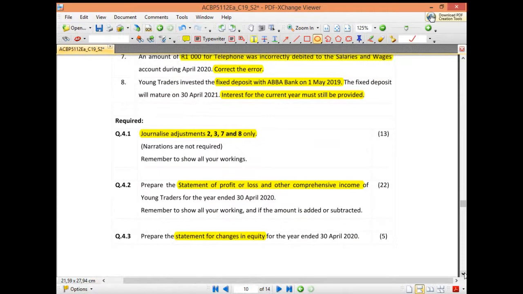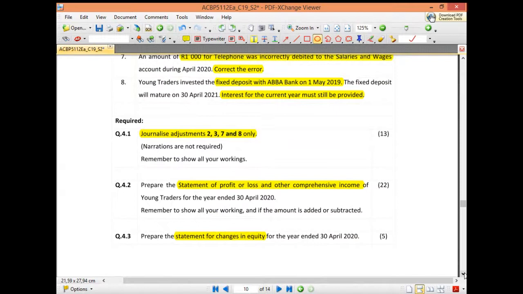Narrations are not required. So in this instance, you have to do the journals, similar to question 1, but in this scenario, you do not have to give the narrations, so you do not get any marks for that. Then the next thing they want you to do is prepare the statement of profit and loss and other comprehensive income, and then the statement of changes in equity.